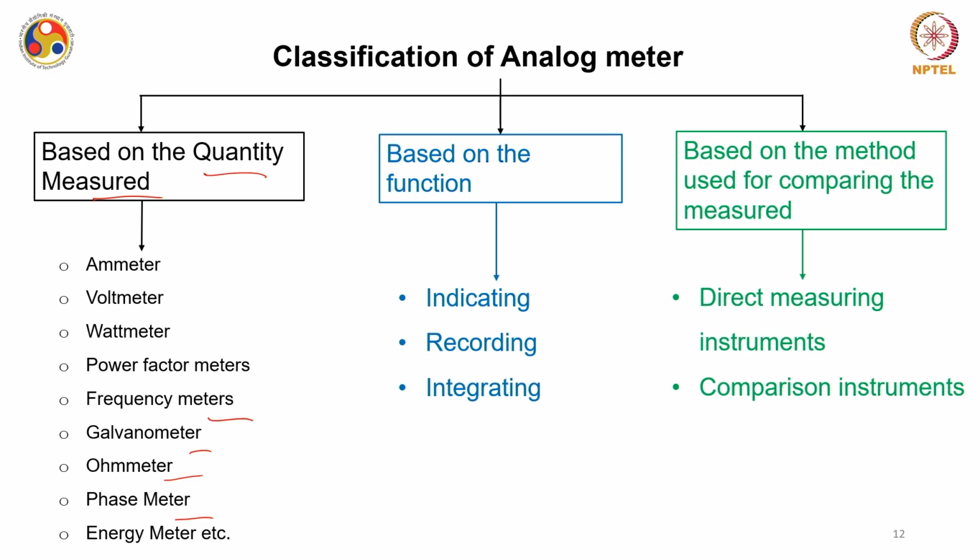Now, based on the function of these analog meters, you can classify them under 3 different heads, including the indicating analog instruments, the recording analog meters, and integrating analog meters. We will see them one by one. Now, they can also be classified based on the method used for comparing the measured value. You can have either direct measuring instruments, or you can also have comparison analog instruments.